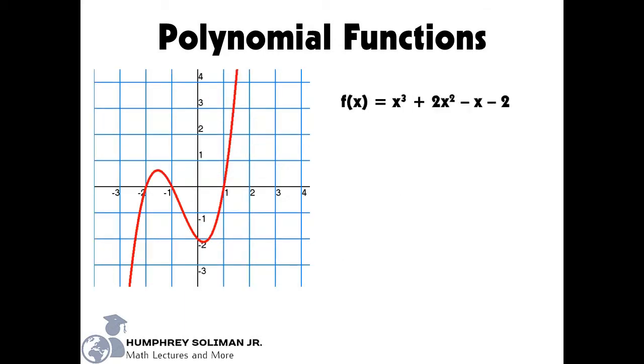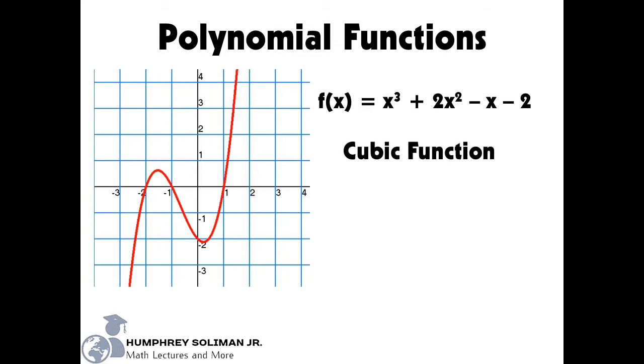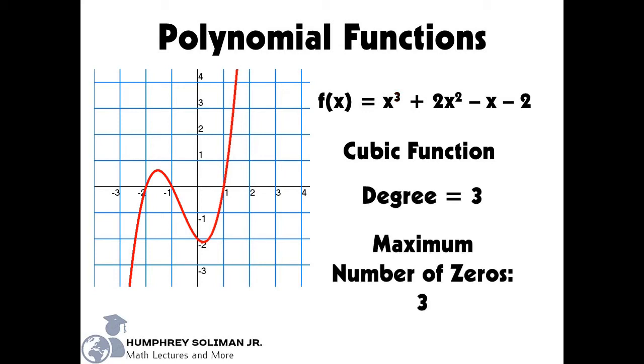The next polynomial function, f(x) = x³ + 2x² - x - 2. This function is called a cubic function. Its degree is 3, and the maximum number of zeros for a cubic function is 3. It means a certain cubic can have 1 zero, 2 zeros, or 3 zeros.